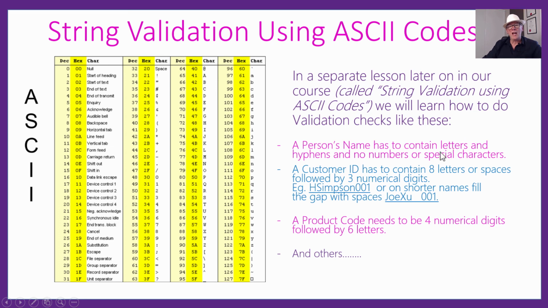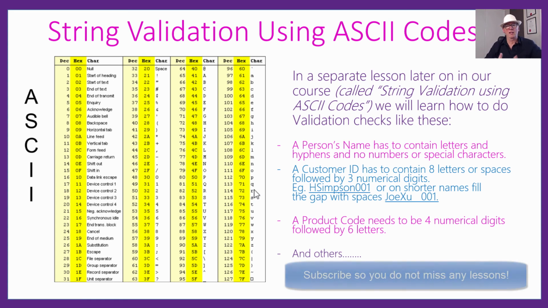To check that a person's name hasn't got numbers or special characters in it, only letters or maybe some hyphens, you can take each letter one by one in the name, which is called string processing, and check whether it's one of the ASCII numbers for a capital letter or one of the ASCII numbers for a lowercase letter. You can do the same sort of thing for customer IDs and product codes and other things.